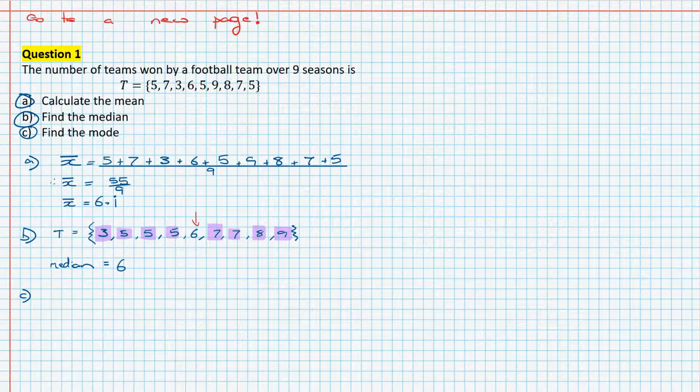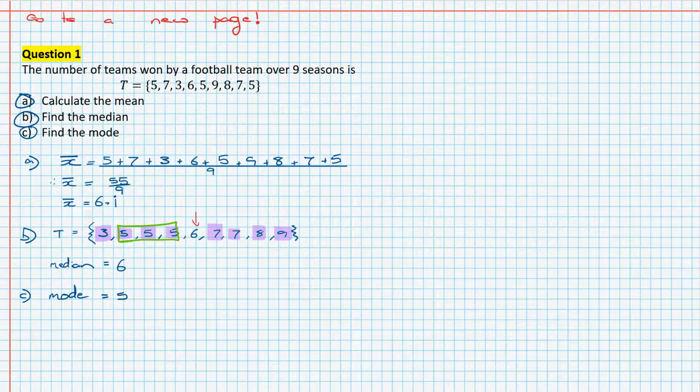So which number appears the most often? So there's 1 3, 3 5s, 1 6, 2 7s, 1 8, and 1 9. So in this case, the most common occurring are the 5s. So therefore, we identify our mode to be the 5s. So nothing too complicated there.